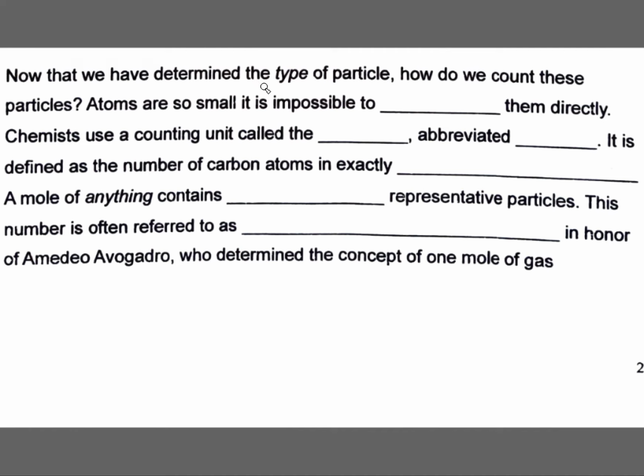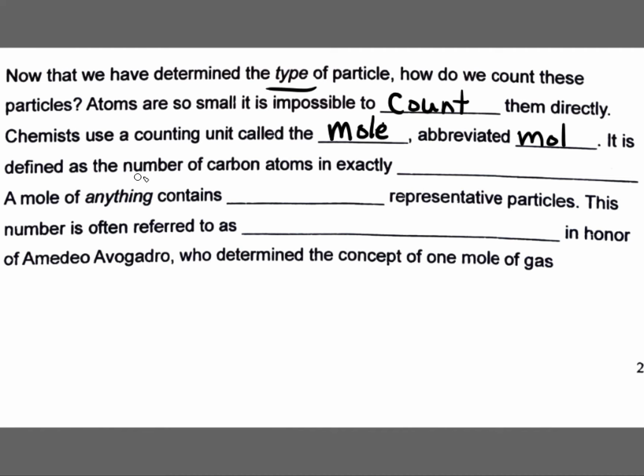So now that we've determined the type of particle that we're going to use, how do we count these particles? How do we count how many atoms or how many molecules there are in a substance? It's kind of impossible to count them directly. We can't just look at a substance and count out how many atoms it has. And so chemists use a counting unit called the mole. When we abbreviate it, for some reason we drop off that E, and so usually when we see it, it's just mol.